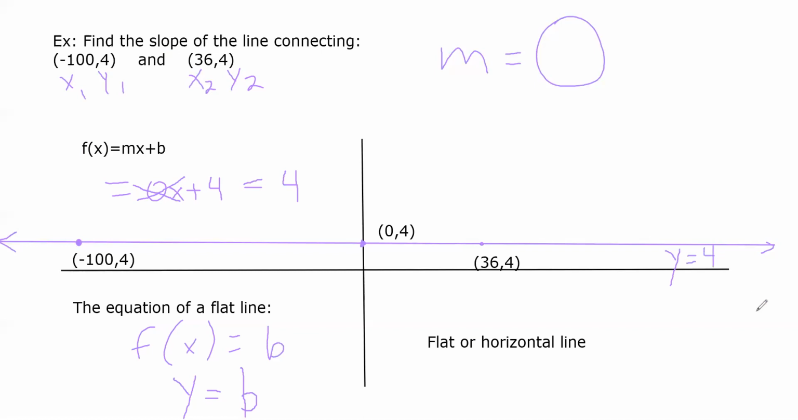So that's pretty cool. Of course, another way to argue that is to say that no matter what x value you pick, you can pick negative 100 for x, negative 2, 0, 36, no matter what x value you get, the function always spits out a 4 for y. So you can just say y equals 4. X isn't even in there because x is arbitrary now. I can pick any x value I want, and I'll always get a 4 for y. So I think that's pretty darn cool. I hope all of you out there agree with me. So, flat or horizontal line.